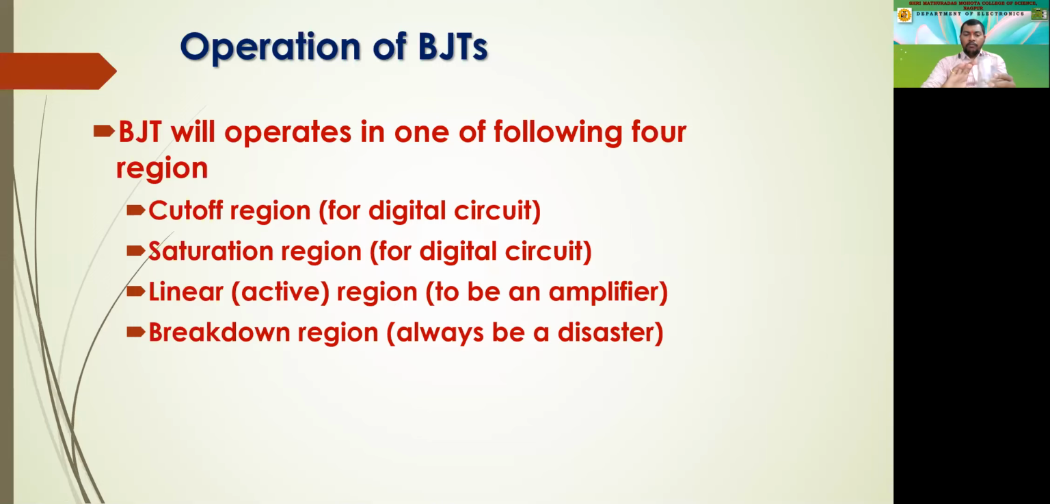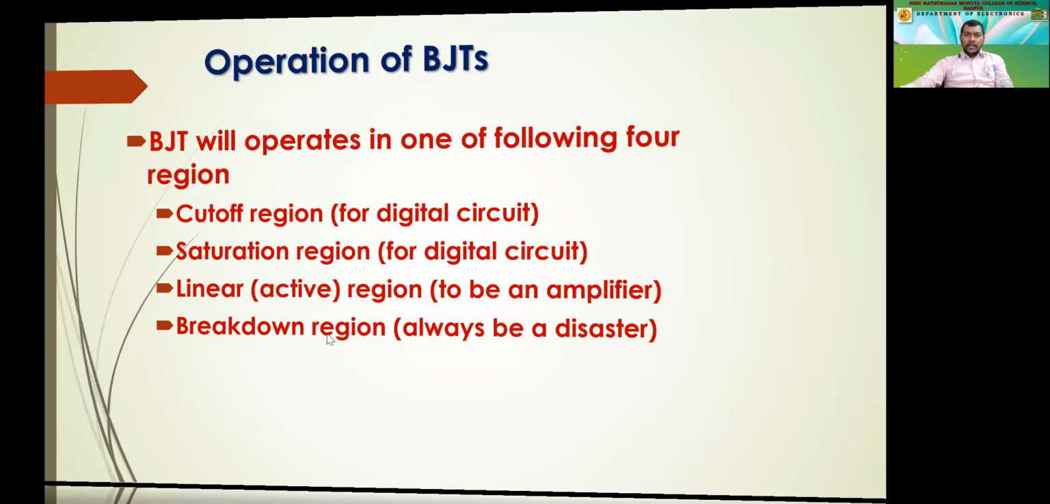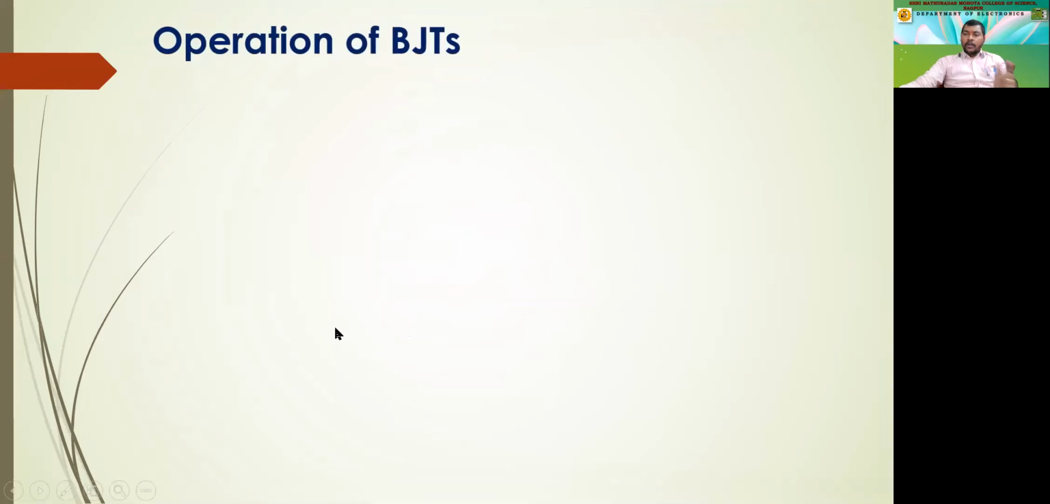So we have to work in this particular region itself. That is called as the active region. So this active region is where the transistor is supposed to work. We'll study that also, and that is being studied in the output characteristics.